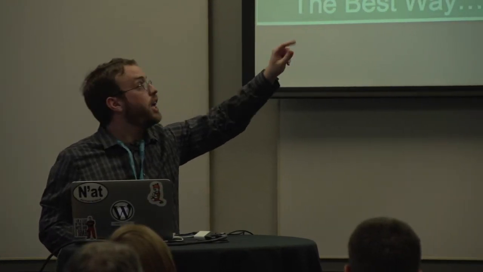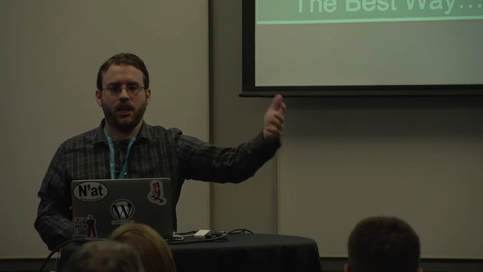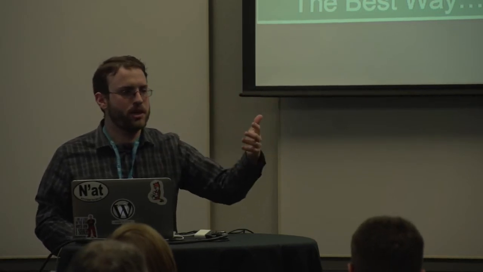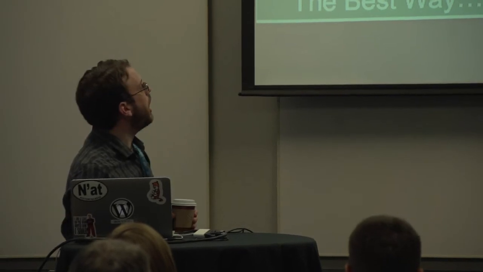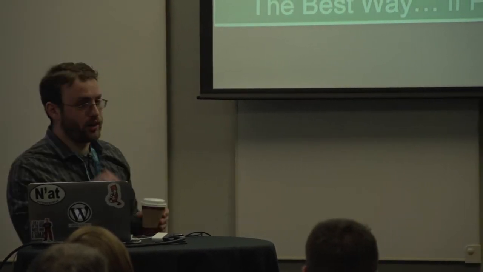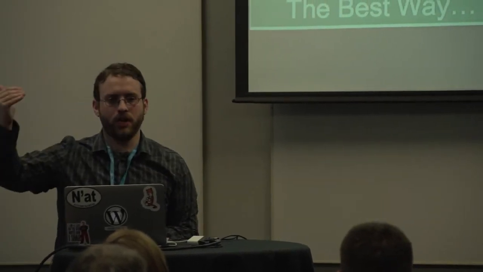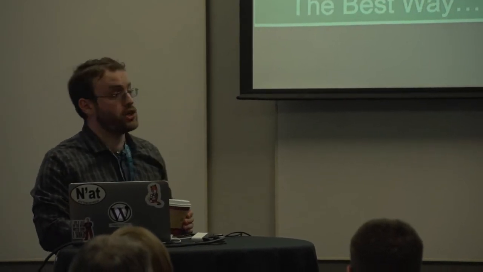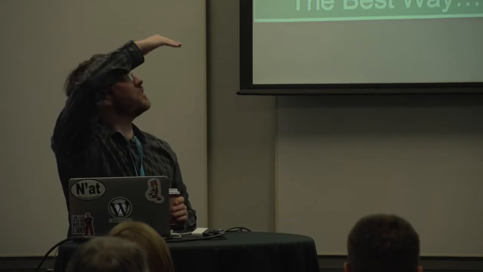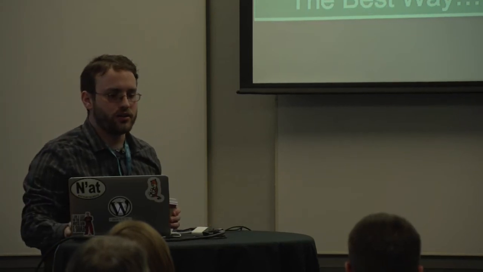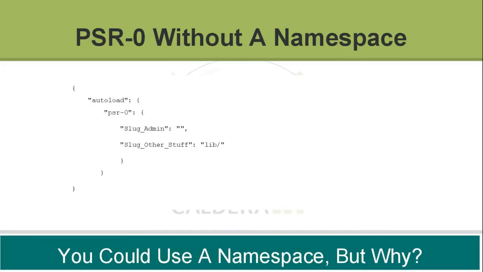In PSR4, your root namespace doesn't have to be in a directory called what your namespace is. So we can just say in src, that's normally how it works. And so now it'll autoload from there, and then it'll pick up all your sub-namespaces from there. So if you have Hats slash Settings, and that's in a subdirectory Hats src slash Settings, it'll automatically autoload those. You can do PSR0 without a namespace. I'm not really sure why.